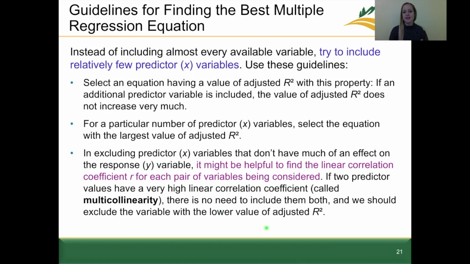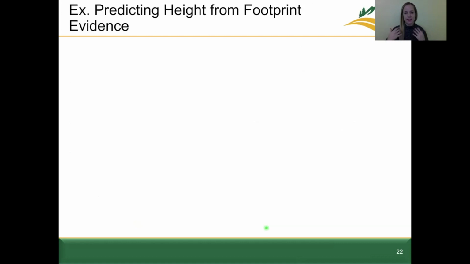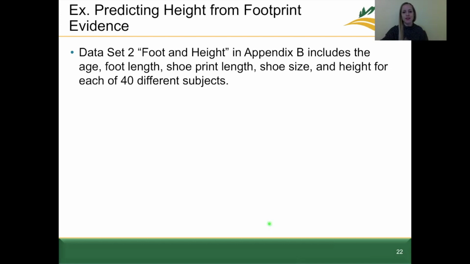Let's talk about this analysis then, and how do we really decide which predictor variables to use and how many? To do that, let's look at this example now, predicting height from footprint evidence. In data set number 2 in your textbook, in Appendix B, we have data for age, foot length, shoe print length, shoe size, and height for 40 different subjects. That's a lot of variables here, so how many do we use? Which ones do we use?